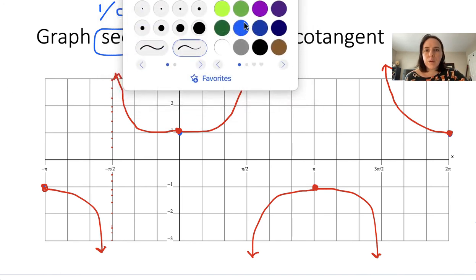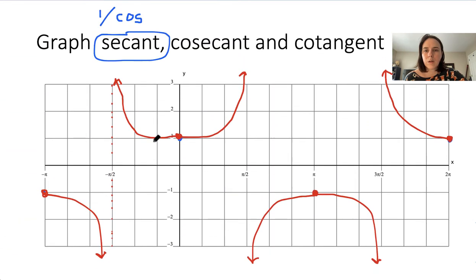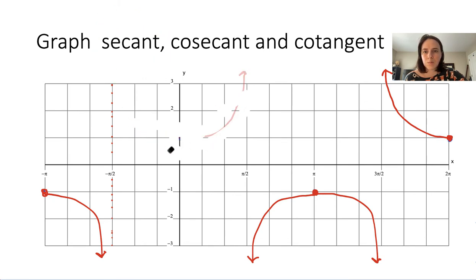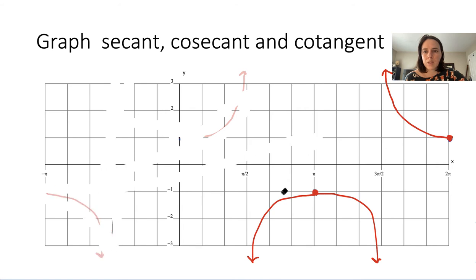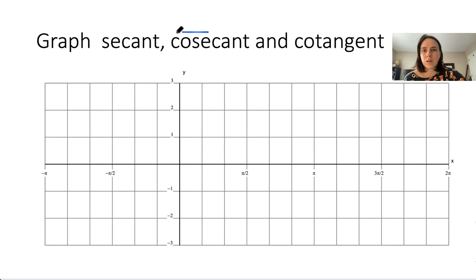All right, so we can then do the same thing for our cosecant. Let me erase all my little dudes. So let's look at the cosecant. Cosecant is the reciprocal function of sine this time. So we've got a reciprocal function of sine. So let's start by graphing sine.